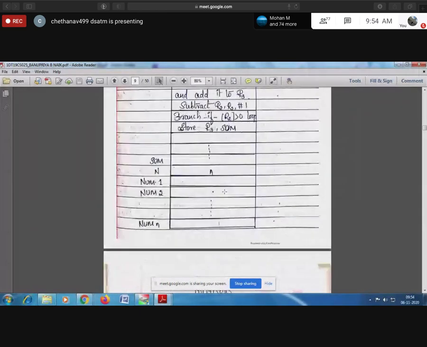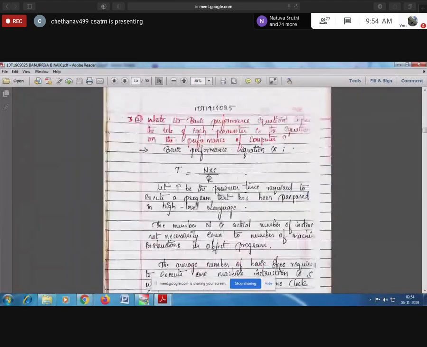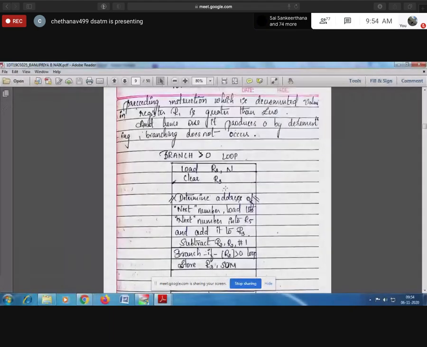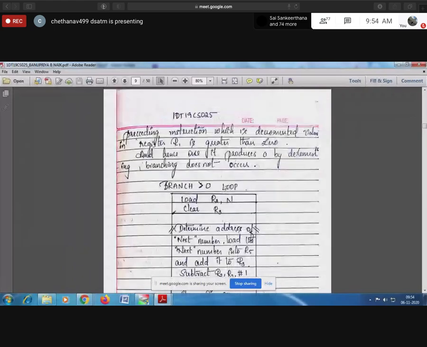There is one condition: branch if r2 is greater than 0. That means r2 is nothing but some n. One example program is there, and that program you have to explain.